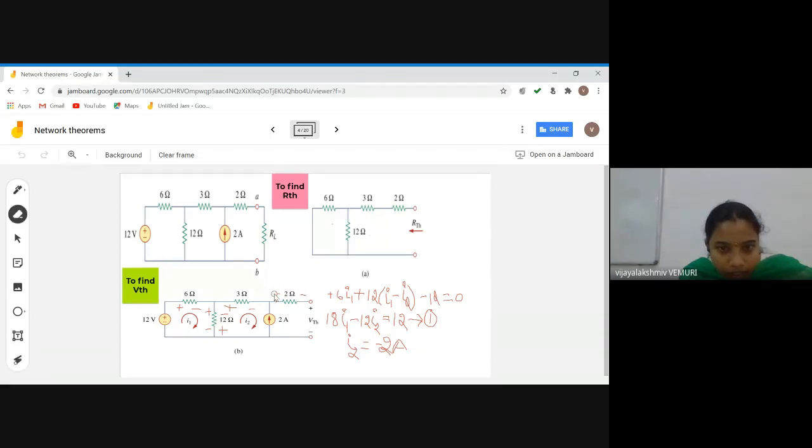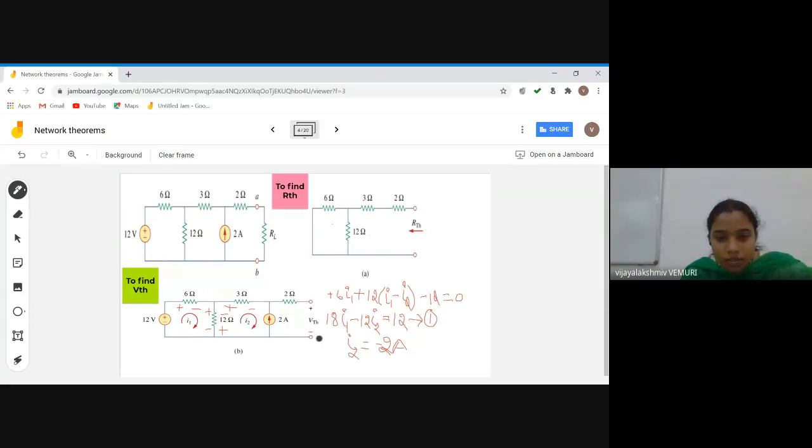This is the current flowing through. This is open circuited, isn't it? These two terminals are open circuited. I told you already, even though the terminals are open circuited, the voltage will exist due to other elements, the current flowing through other elements. So let us see how to find out this Thevenin's voltage.